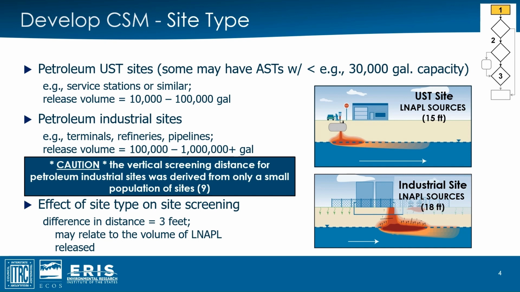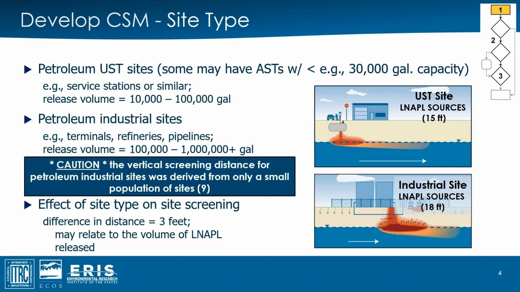The reason for the difference is likely attributable to greater limitations on oxygen availability for aerobic biodegradation at petroleum industrial sites, which are more likely to have laterally extensive, large volume LNAPL sources compared to those found at petroleum UST sites. Of note, there's more confidence in the 15-foot distance defined for petroleum UST sites because the value is based on empirical data collected at hundreds of petroleum UST sites versus the 18-foot screening distance, which was based on data collected at only 9 petroleum industrial sites.